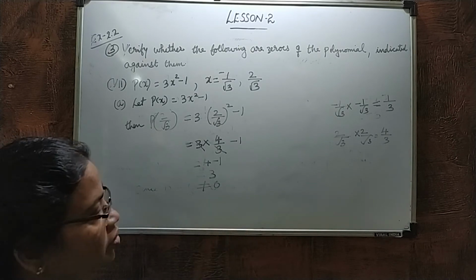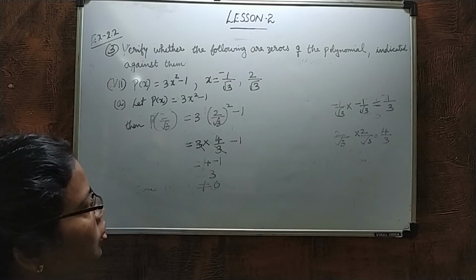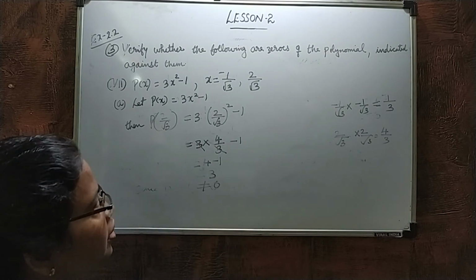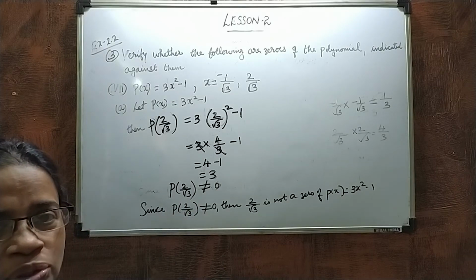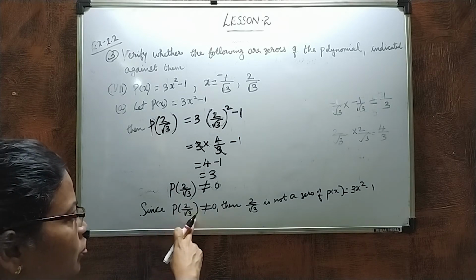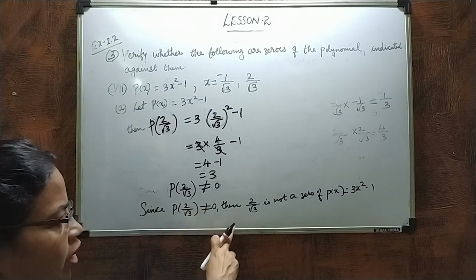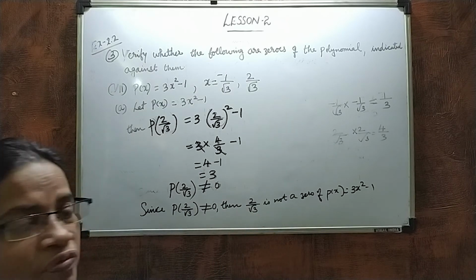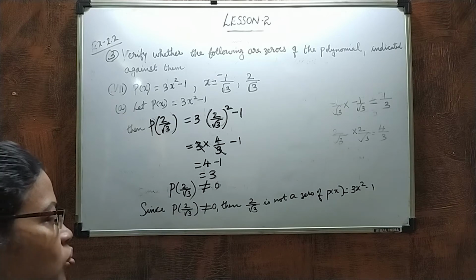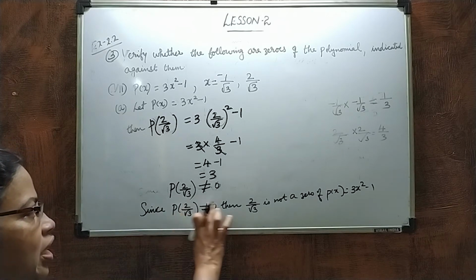Since P of 2 by root 3 is not equal to 0, then what can we write? P of 2 by root 3 is not equal to 0. That's why we can say, since P of 2 by root 3 is not equal to 0, then 2 by root 3 is not a 0 of the polynomial P of x is equal to 3x square minus 1. So, you have to write like this.